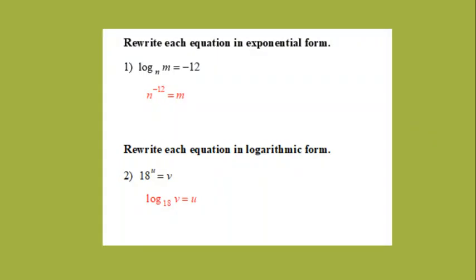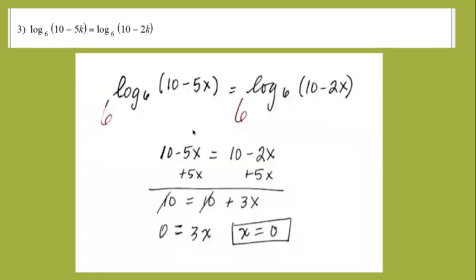All right, so here are two examples. This first problem is a logarithm and we need to write it in exponential form. Notice how I start with my base, n to the negative 12th power is equal to m. So if you remember in class, I used to start at the base and I would make this an e standing for exponential: base, power equals a number, n to the negative 12 equals m.